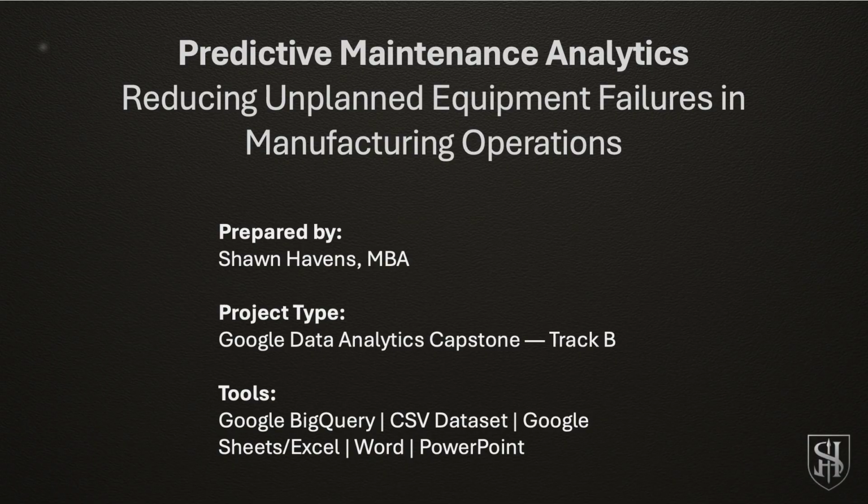The purpose of this case study is to examine machine operating data and determine whether failure risk patterns can help leadership make better maintenance decisions. In manufacturing, unplanned machine failure can create more than a repair problem. It can disrupt production schedules, increase labor costs, reduce throughput, and affect customer delivery timelines.